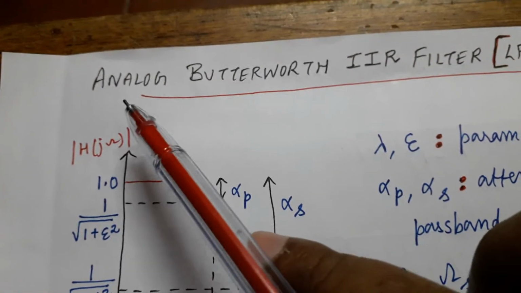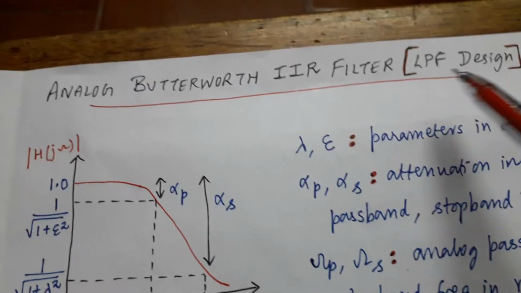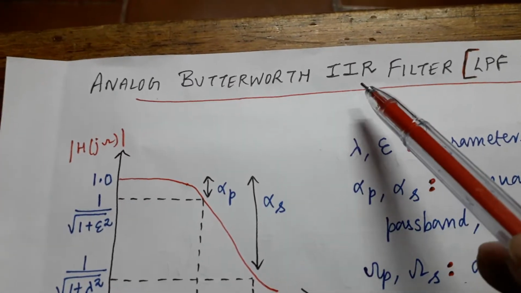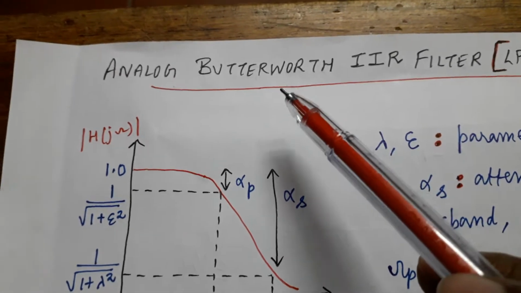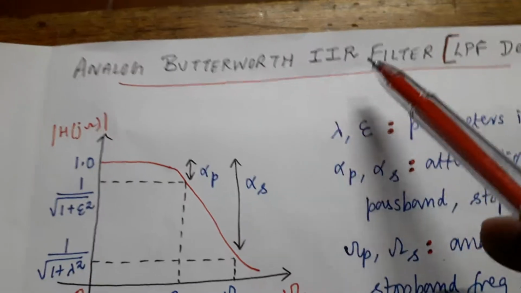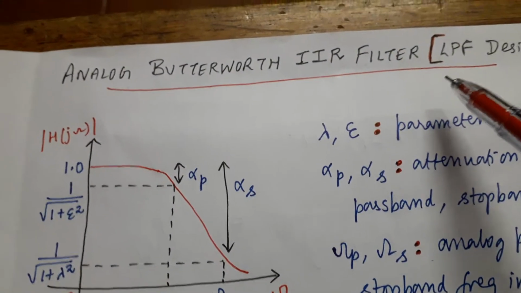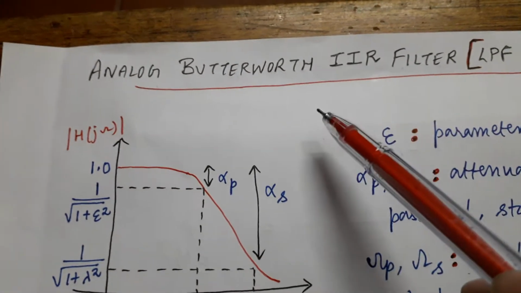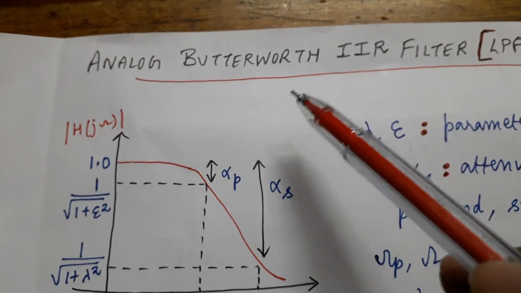So today we are going to see analog Butterworth IIR filter LPF design. Mainly there are two types of IIR filters. One is Butterworth, next is Chebyshev. Now first we will see Butterworth filter design. The design is only meant for low pass filter design. For high pass and other types of filters, band pass, band stop, we have to use the technique called frequency transformation. Now the design is only for low pass filter.